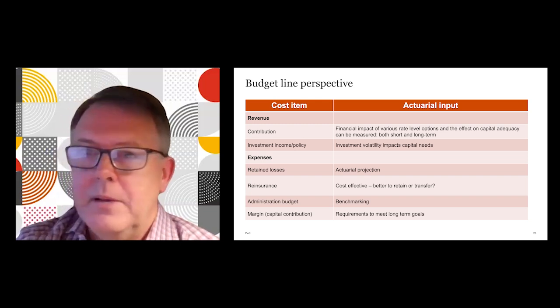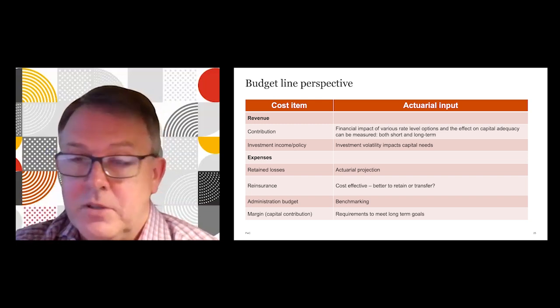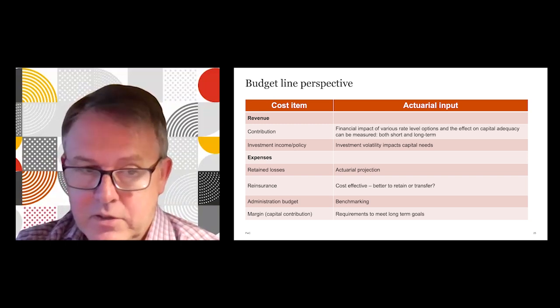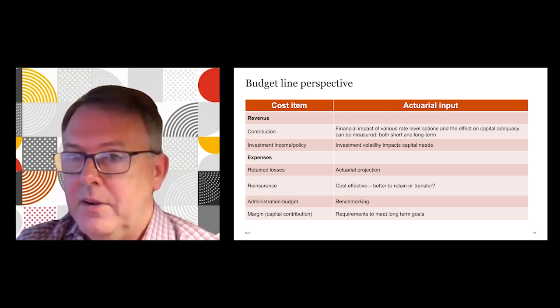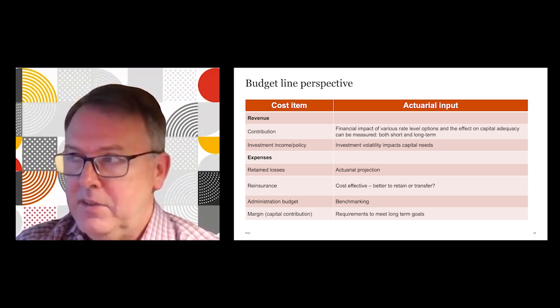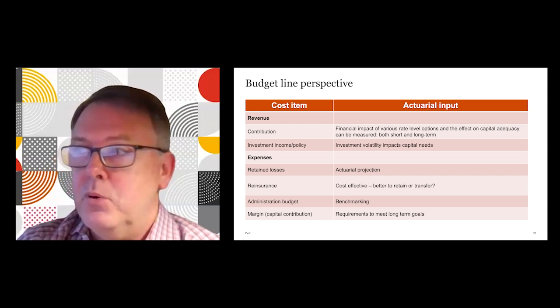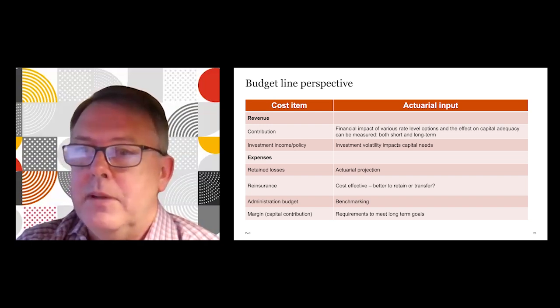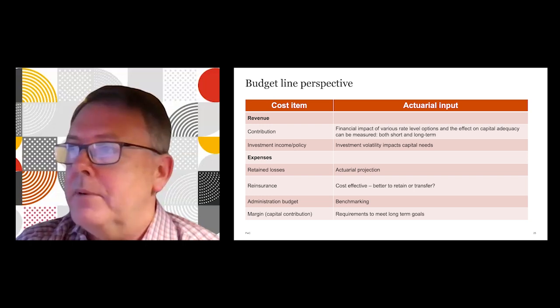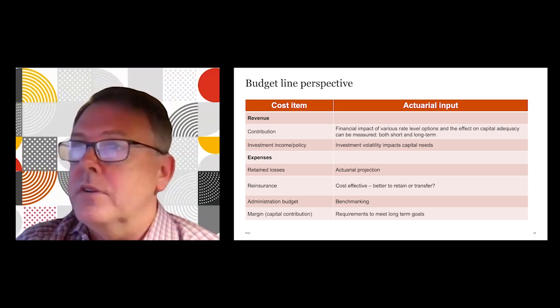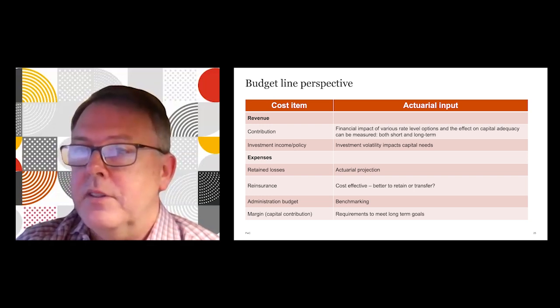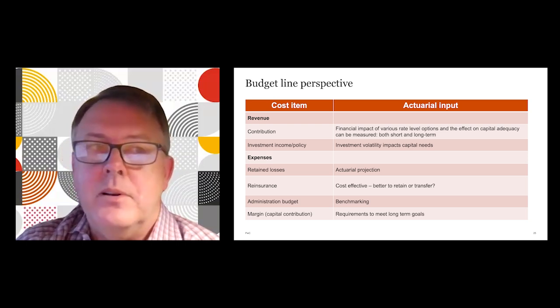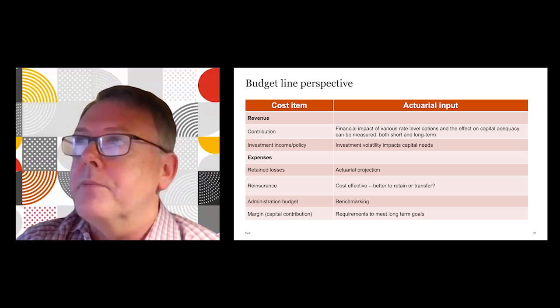Administrative budget is typically not a big cost item, but the actuary can give you a perspective of, hey, here's your typical expense ratio that's out there, and here's how your expense ratio compares. It's typically very, very good for pools. And then lastly, the margin: depending on your capital adequacy, you may want to be collecting more or less, and the actuary can help frame that up in order to meet your long-term goals. So again, all over the financials, there's actuarial input, and it's important to have a rough idea of these concepts.